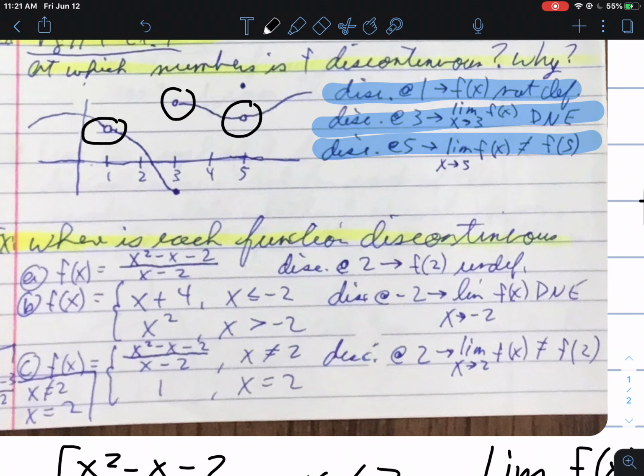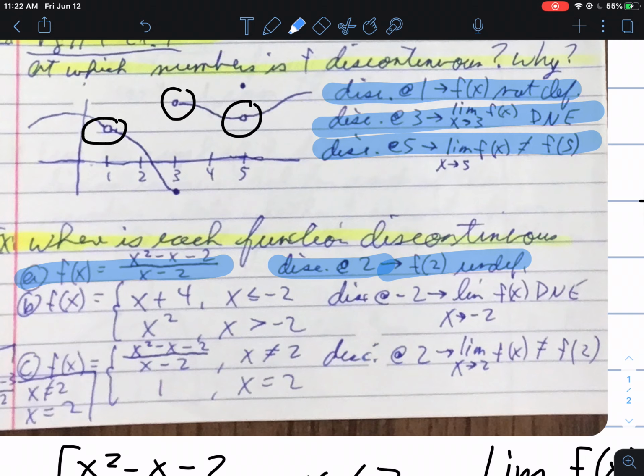So the first example should be the most obvious. If I look at the function f of x equals (x squared minus x minus 2) over (x minus 2), that's a straightforward rational function which is undefined when x equals 2. So I can tell you that function is discontinuous at 2 because f of 2 does not exist, or f of 2 is undefined, or 2 is not in the domain of f. It has to do with the fact that the function is undefined for x equals 2.